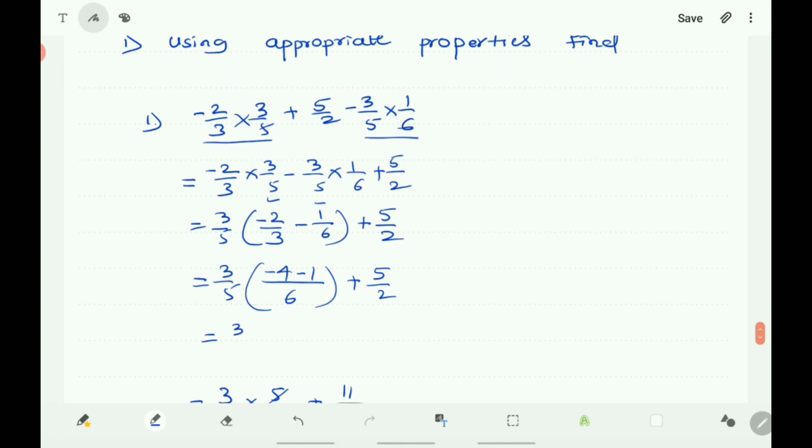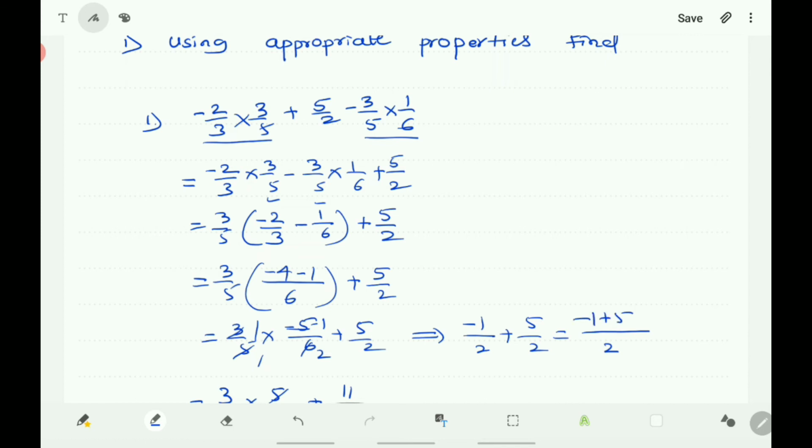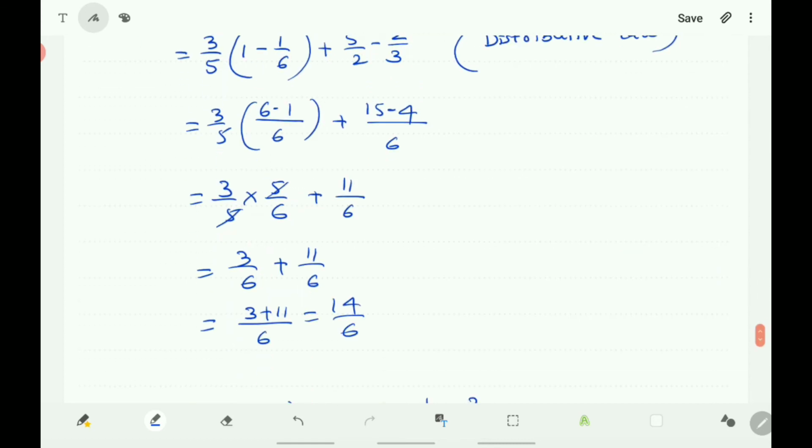Then 3 by 5 into minus 5 by 6 plus 5 by 2. That implies, 5 1s are, minus 1s are, 3 1s are, 3 2s are. So here you are going to get minus 1 by 2 plus 5 by 2. And here the denominators are the same, that is 2. So minus 1 plus 5 is 4 by 2, which is equal to 2. That is the answer.